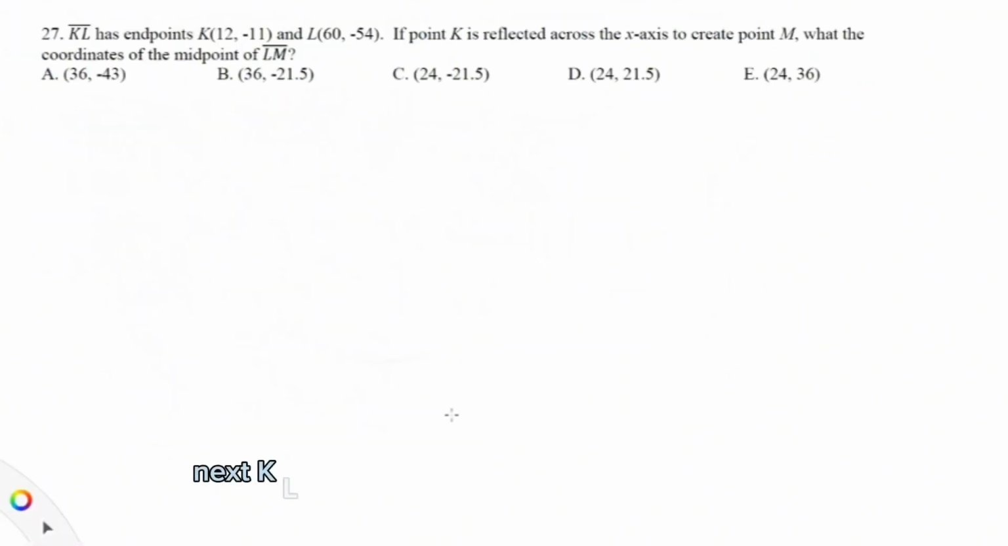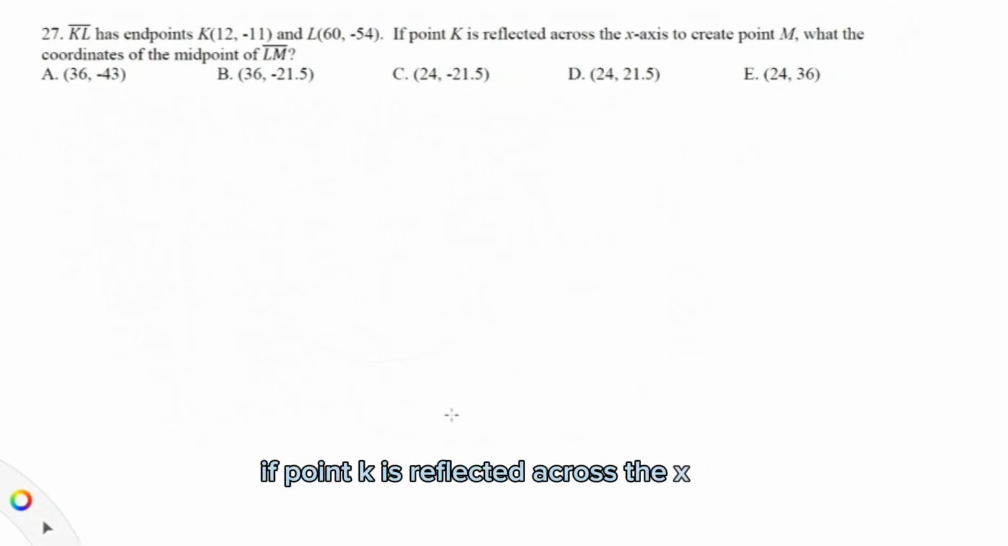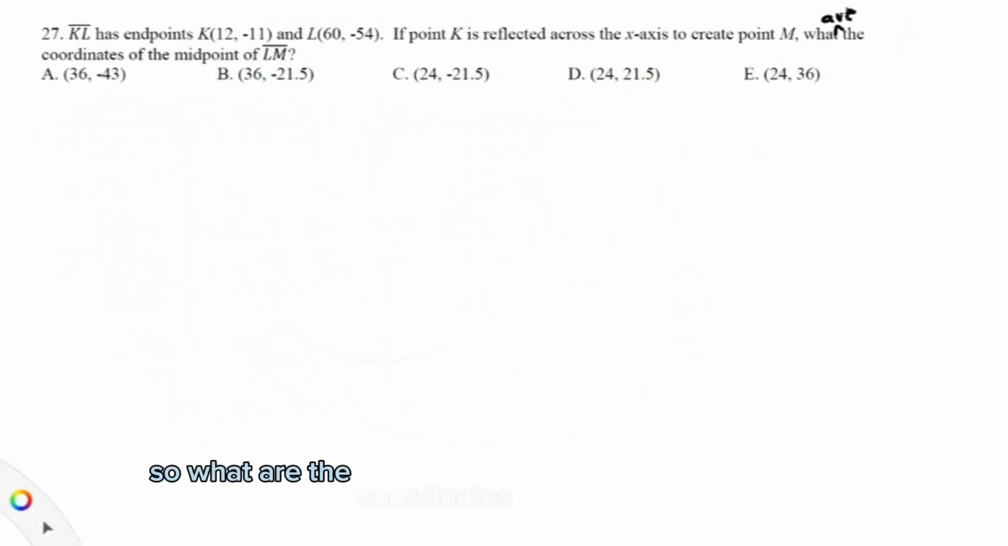Next, KL has endpoints K at (12, -11) and L at (60, -54). If point K is reflected across the x-axis to create point M, what are the coordinates of the midpoint of LM? This problem is kind of worded wrong because there's a typo. What we're looking for is the coordinates of the midpoint of line LM.